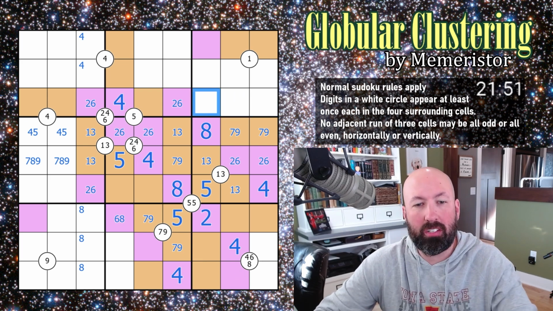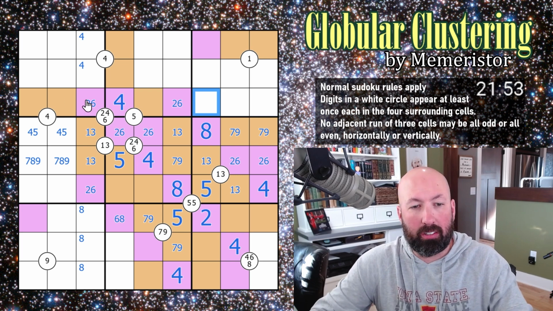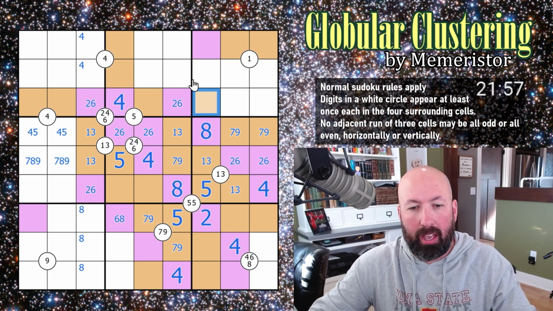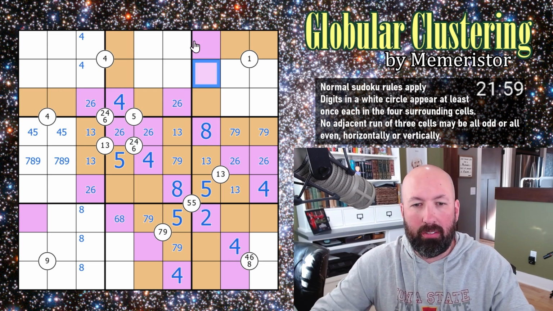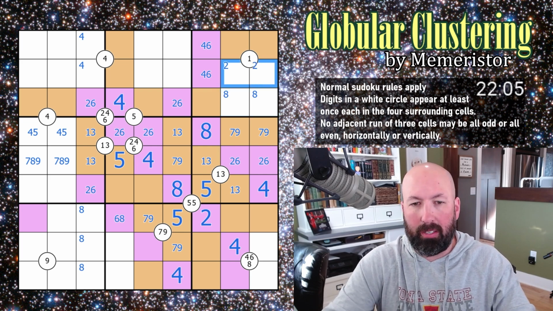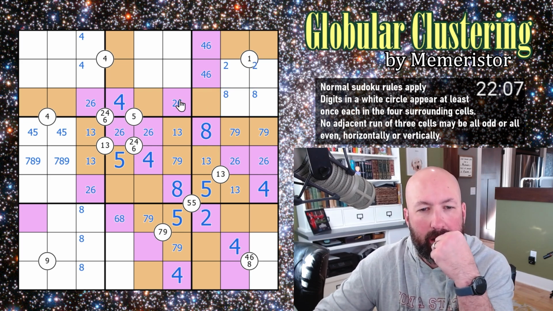The 8. So this can't be even anymore because look, it's 2, 4, and 6. It can't be, and it can't be 8. So this has to be odd, which makes this the last even for the column. These are 4 and 6. The 8 is in here. The 2 is gonna be in there somewhere.